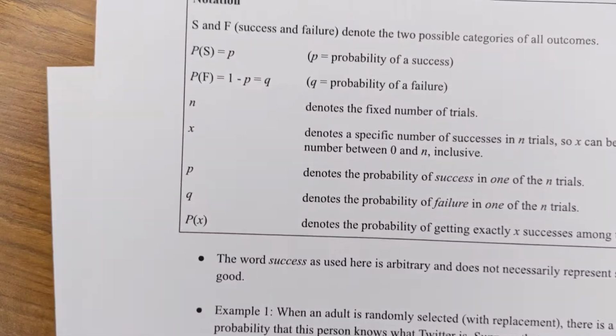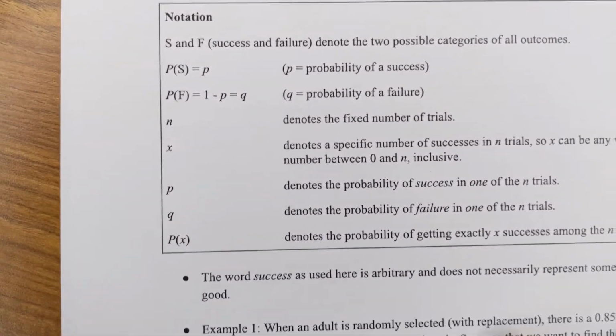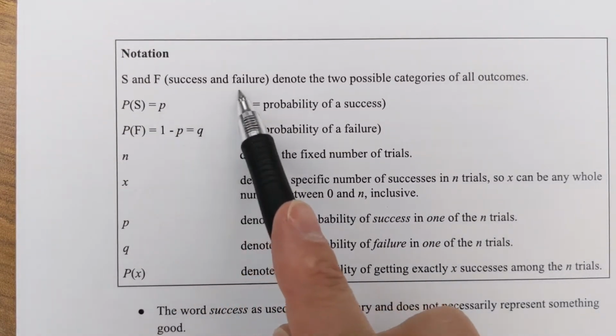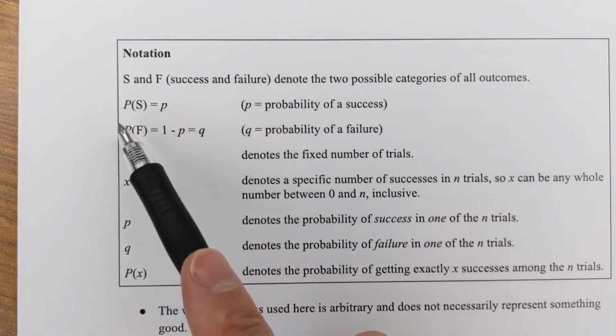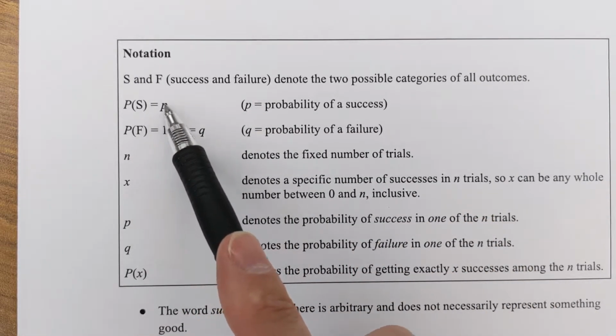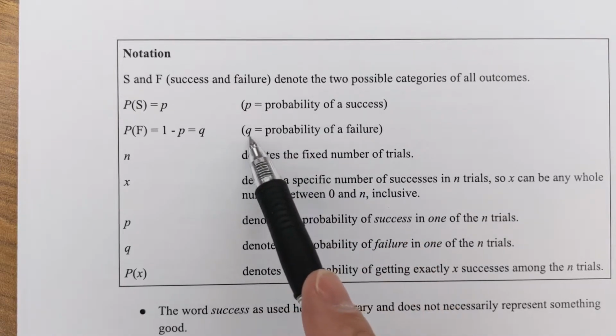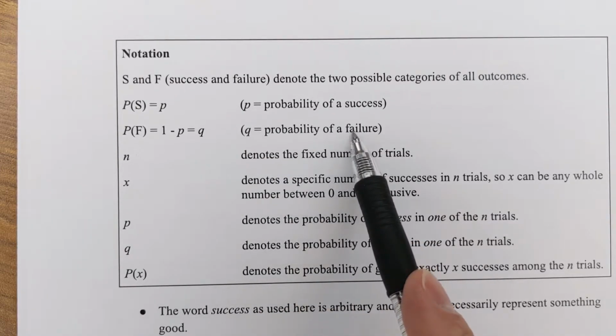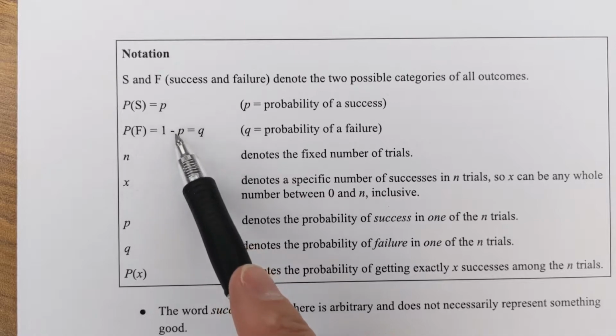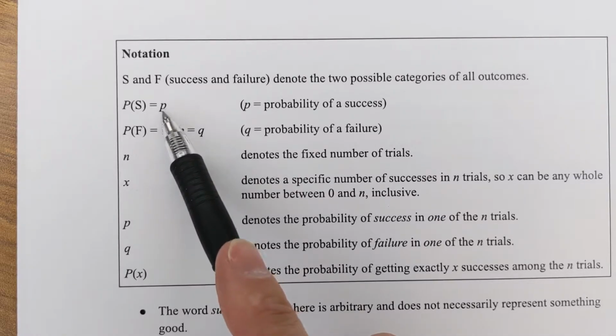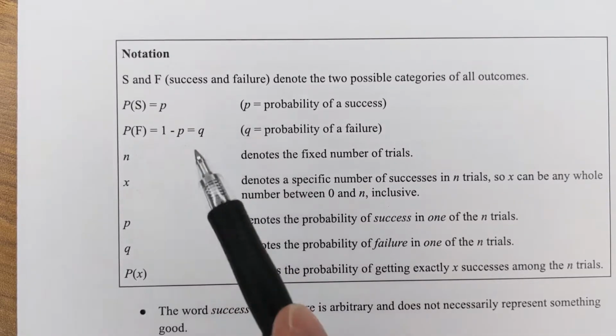Okay, so just some notations. S and F, success and failure, denote the 2 possible categories. P of S is represented by P, the probability of success. Q is used to represent the probability of a failure. Note that since only 2 things can happen, if you know the probability of success, 1 minus that is the probability of failure.